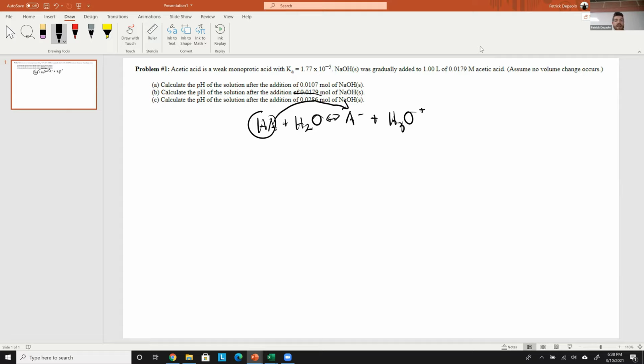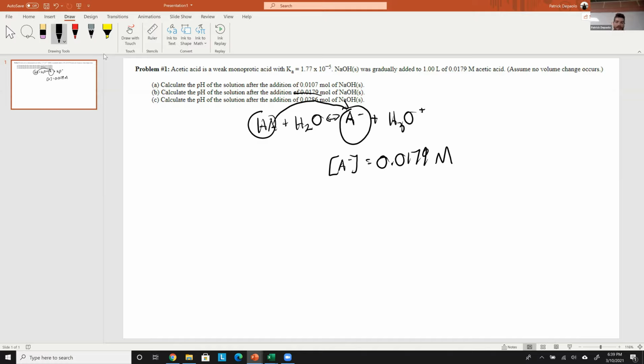So what does that mean? That means all of the moles are going to be in the conjugate base. So the conjugate base concentration is going to be 0.0179 molar, because we assume there's no volume change. Sorry. There's going to be one sloppy video to edit.